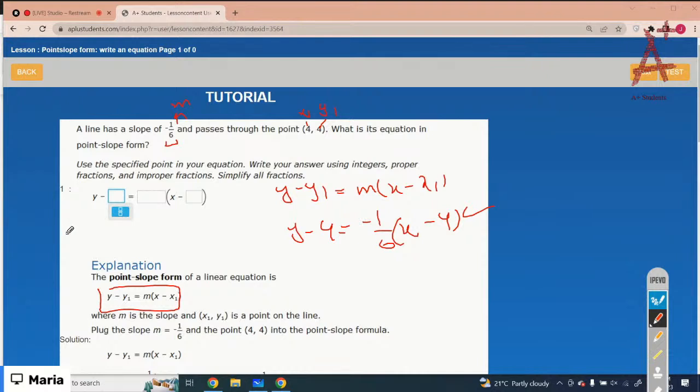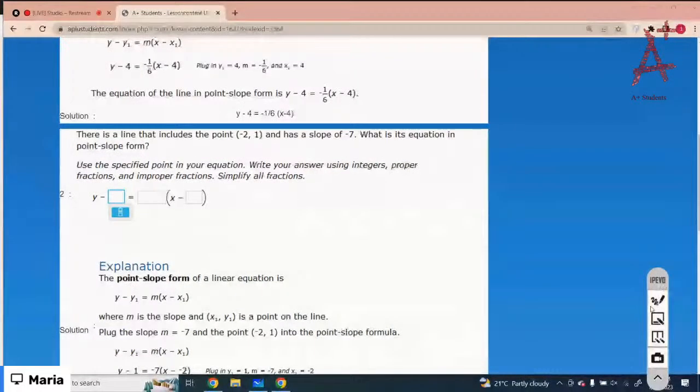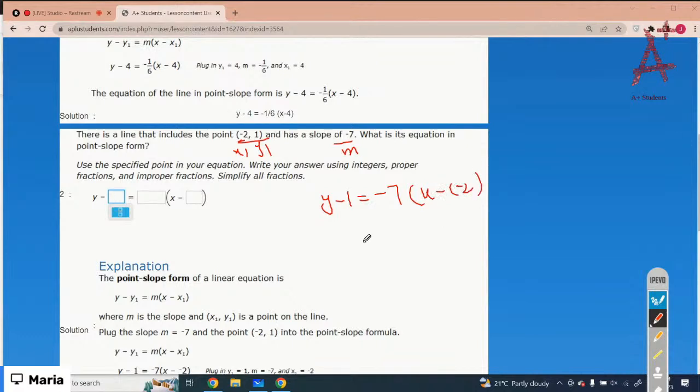Let's just do another example. Okay, you're given a point. There is a line that includes the point x1, y1 and has the slope m equals 7. So just put in the values. y minus y1, y1 is 1, equals m times x minus x1, x minus negative 2. It would be then y minus 1 equals 7 times x plus 2. Got it?